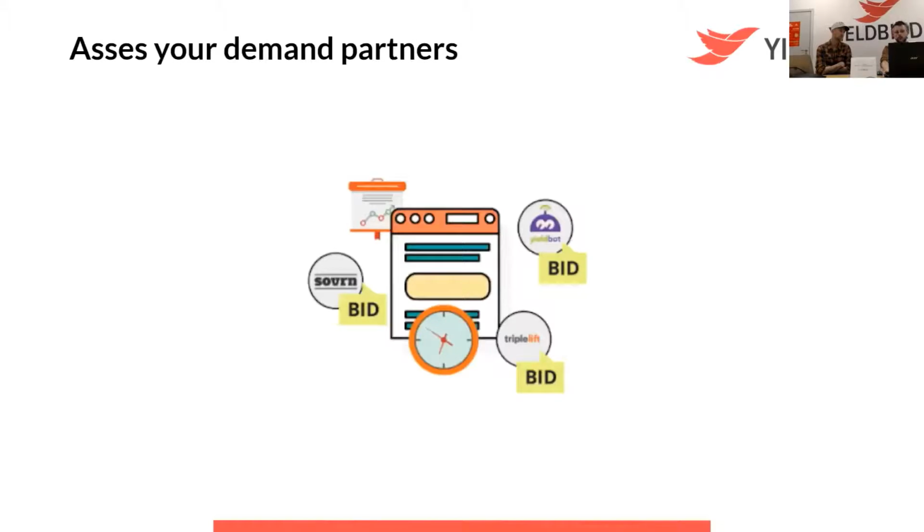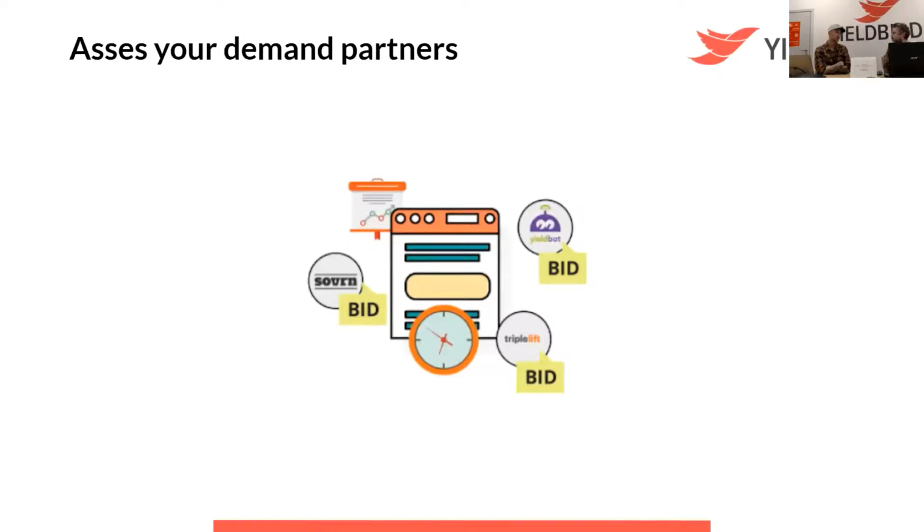So, assess your demand partners. What to do with that, right? Because in the past, publishers were just putting more and more. Let's put 8, let's put 12 SSPs into the header bidding, and let's just leave them there. More bidders, more demand, bigger fill rate, everything like that. Now it's a little bit different.